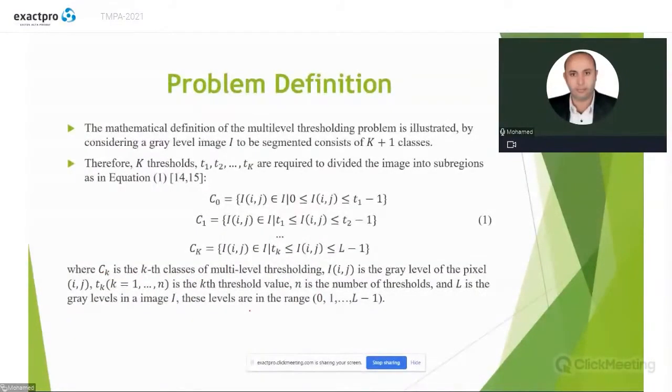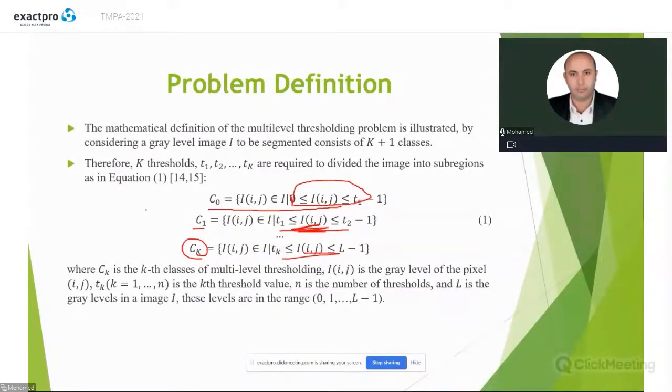The problem definition of multi-level thresholding is illustrated by considering a gray level image I to be segmented, consisting of k plus 1 classes. K thresholds are required to divide the image into subgroups. This can be seen from these equations, in which each class has its own pixels that satisfy this condition, and C1 also contains the pixels that satisfy this condition, and CK is the class number K that satisfies this condition.